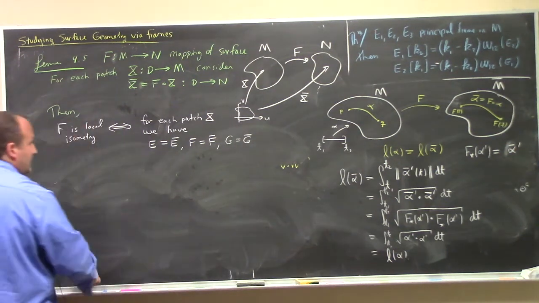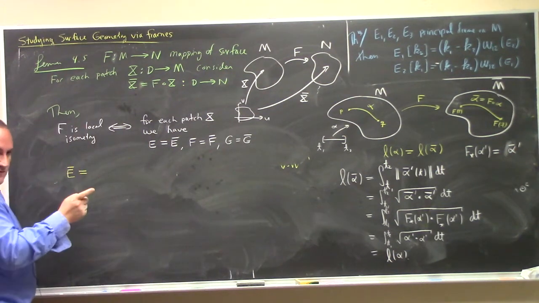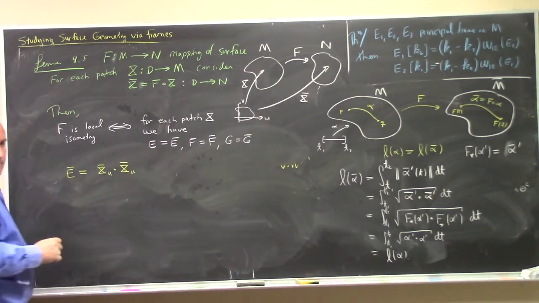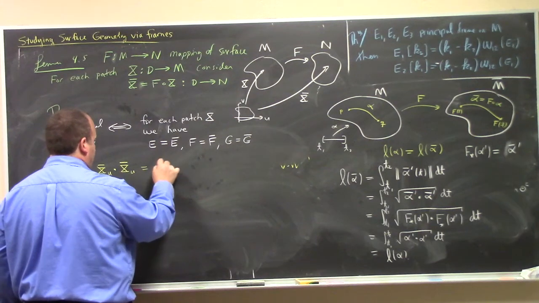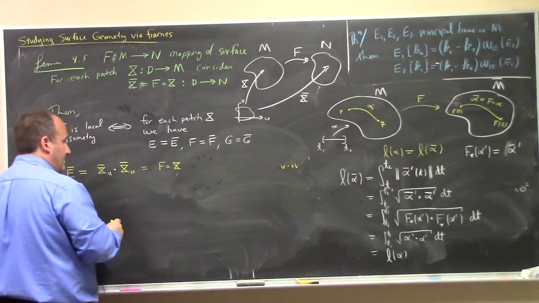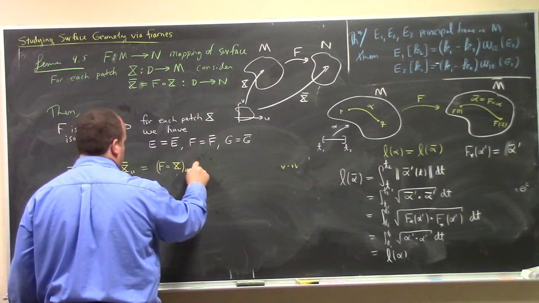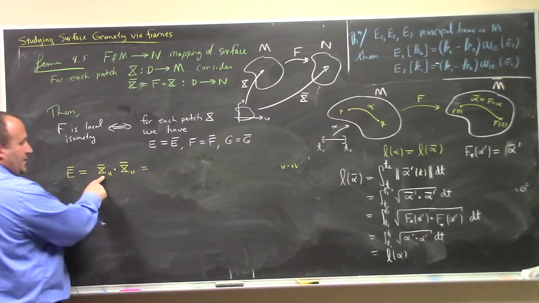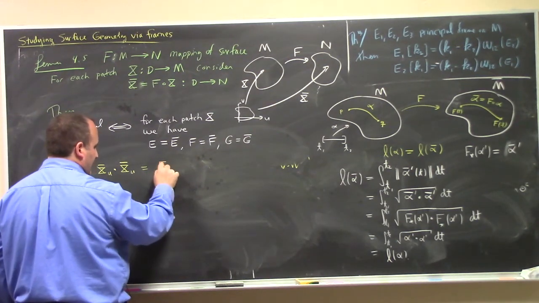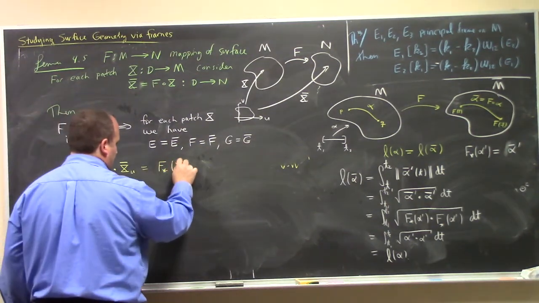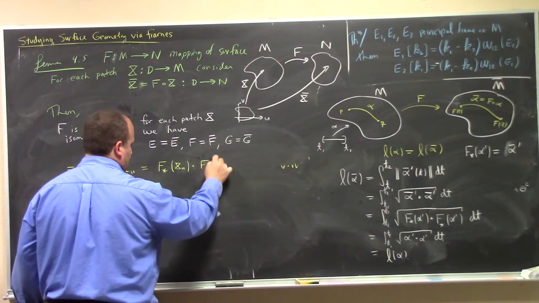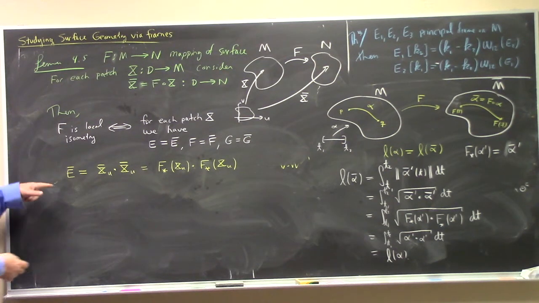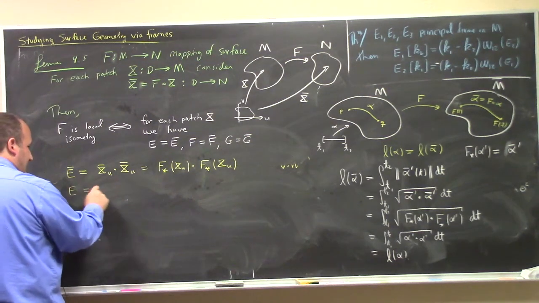The E, F, G, right. So E bar, for example, means X bar_u dot X bar_u. That means f composed with X, u dot f. The thing, getting to the point here, is that X bar_u is literally the push forward under f of X_u. On the other hand, E is equal to what? Well, X_u dot X_u, right?